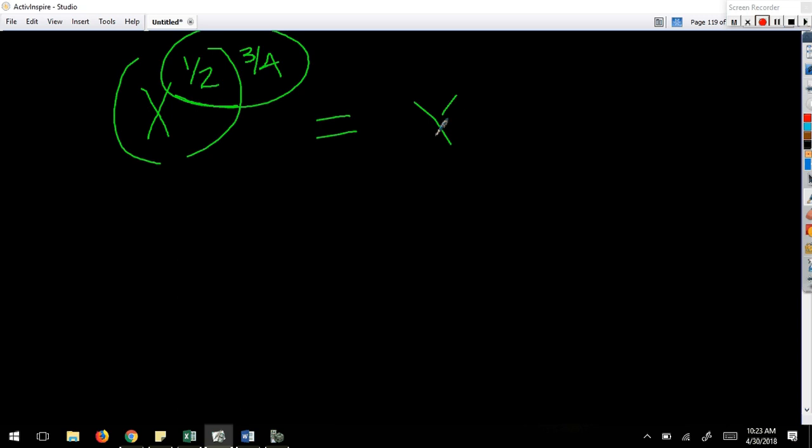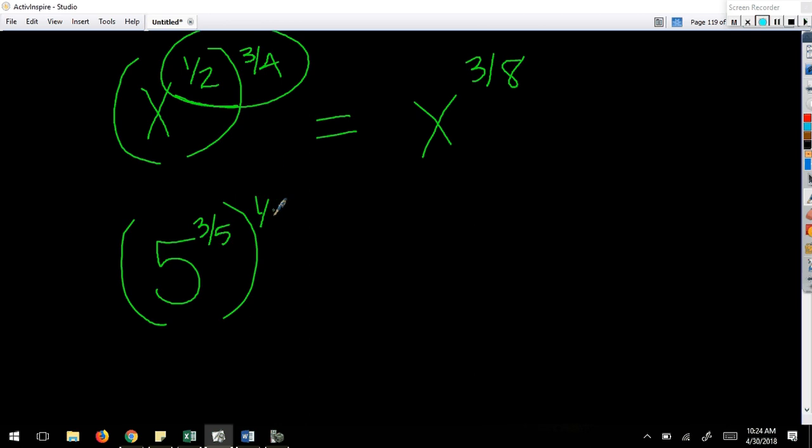3/8. That's the answer. Alright, let's just focus on this for today. Make sure, even if it's another base here that's not x, if it was, say, 5 to the 3/5 raised to the 1/3, okay? Don't mess with the base of 5. It stays the same. The base stays the same in all of these. I multiplied 3/5 times 1/3, and you should get 1/5 if you do that on your calculator.